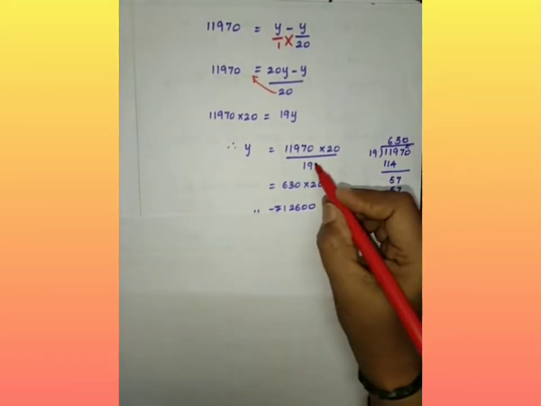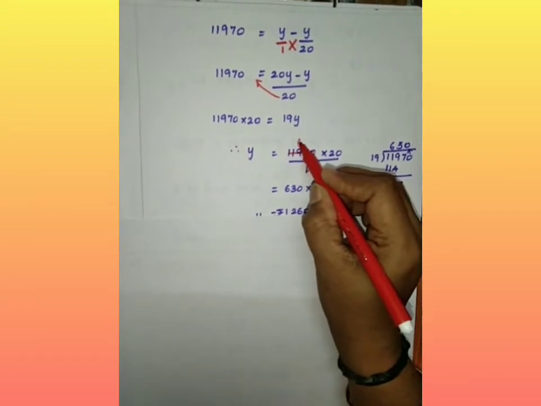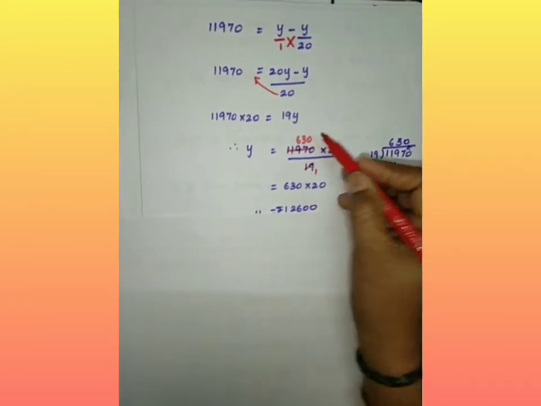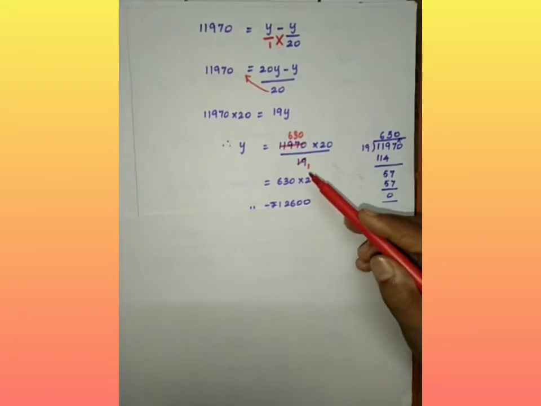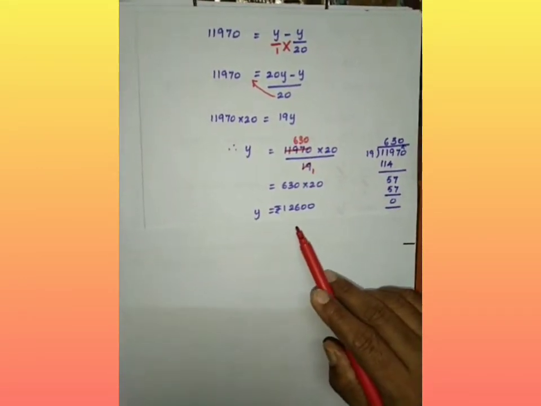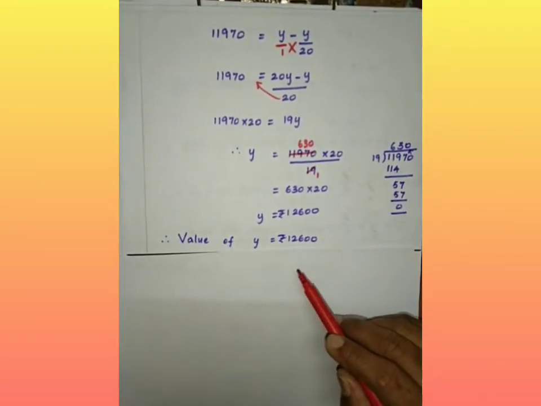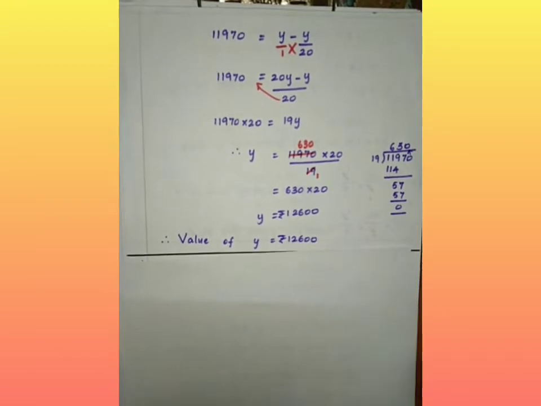Therefore 630. So 19 1s are 19, 630s are 11,970. Therefore 630 into 20 is 12,600 rupees. Therefore, the value of y is rupees 12,600.